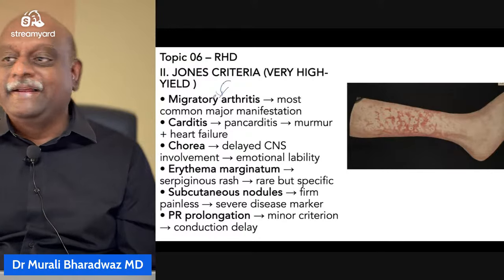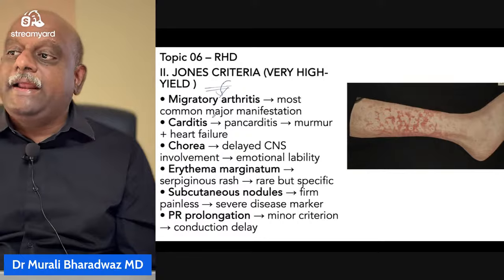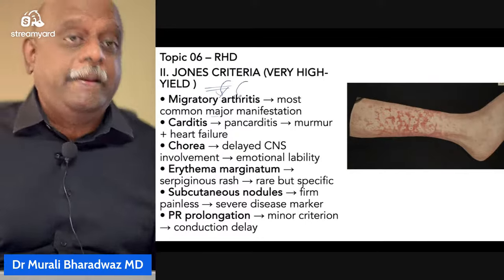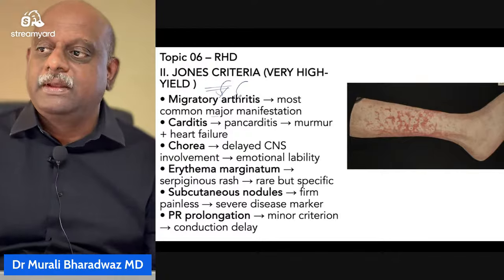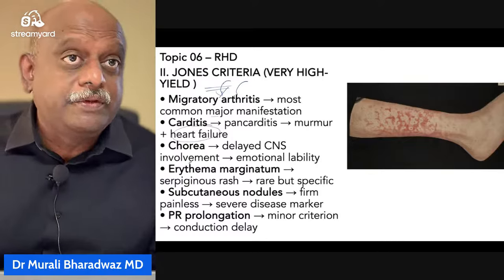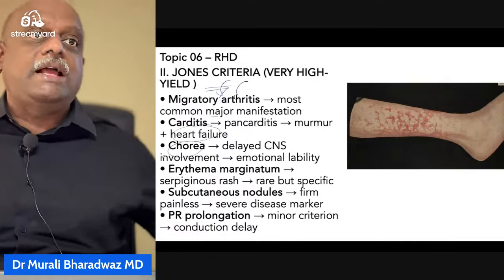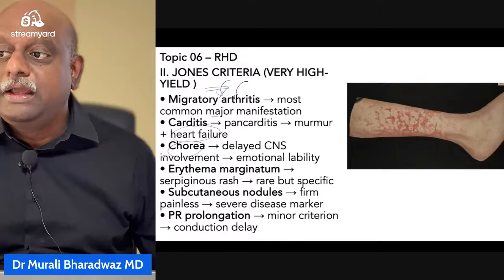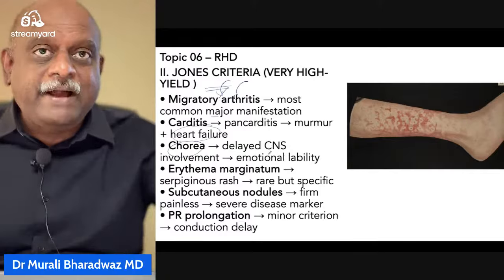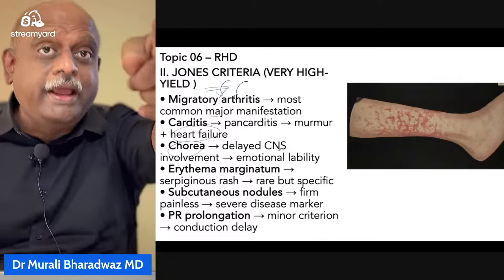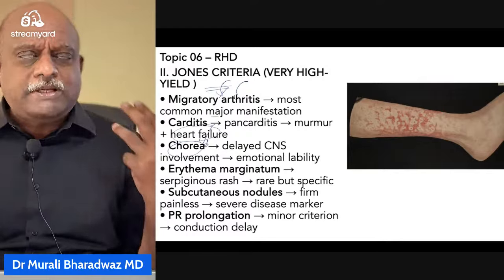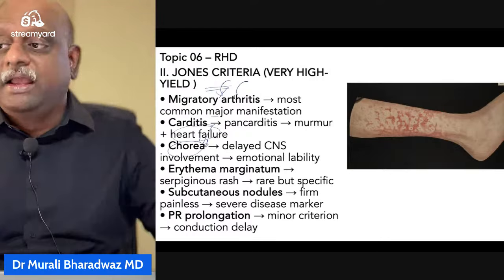Now, what is the Jones criteria? The most common major manifestation in the Jones is migratory polyarthritis, carditis, which is a pancarditis that leads to development of heart failure. Chorea. What is chorea? Purposeless dancing movements are called chorea. It is a delayed CNS manifestation. In fact, all other signs will vanish and only chorea will be there. That is the reason chorea is called the most specific finding in rheumatic heart disease, is what you need to remember.